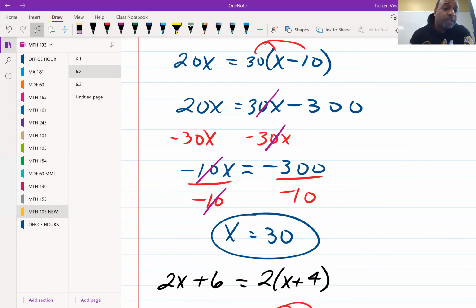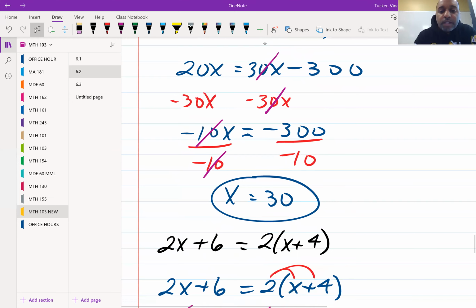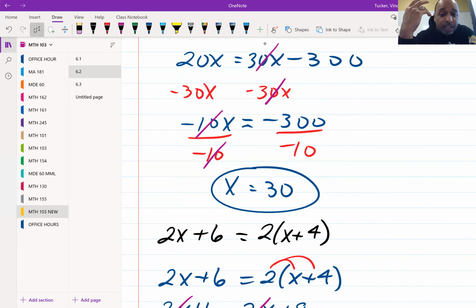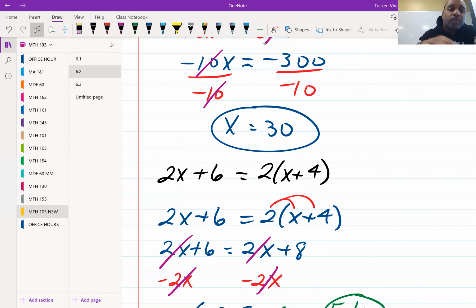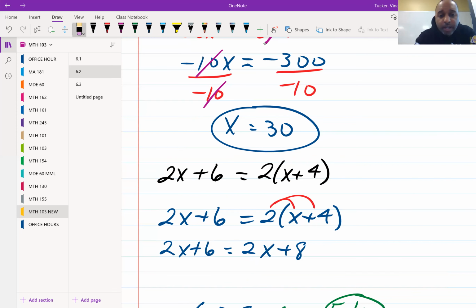All right, so we have two more scenarios that I want to make sure we cover. And these next two are special scenarios. So let's see how these turn out. So we have 2x plus 6 equals 2 times x plus 4. So the first thing we're going to do is distribute. And that gives us 2x plus 6 equals 2x plus 8.